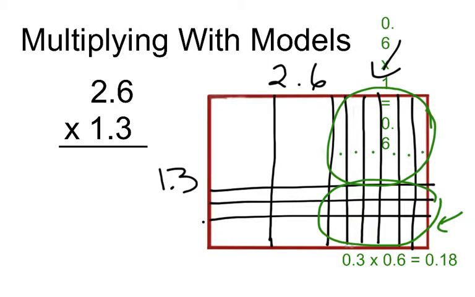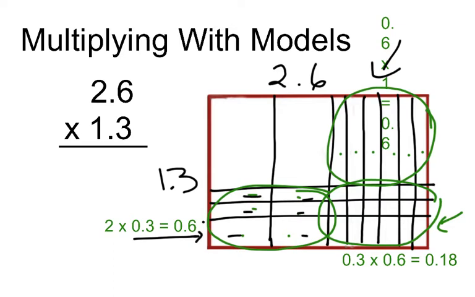Now I can look at my next group, which I can count up, and it is 2 times 3 tenths, which gives me 6 tenths. 1, 2, 3, 4, 5, 6. Then I can represent visually 1 times 2, which is 2 wholes. So now I have all of my totals and I can really just add them all together.